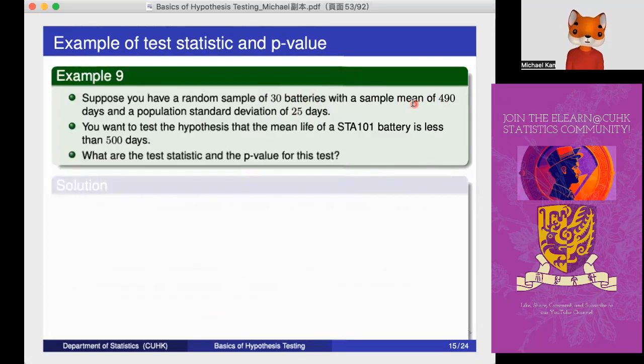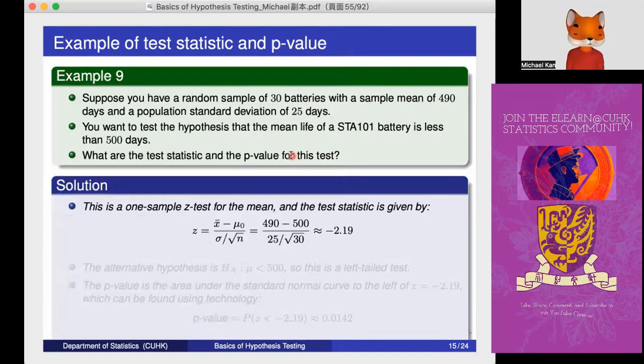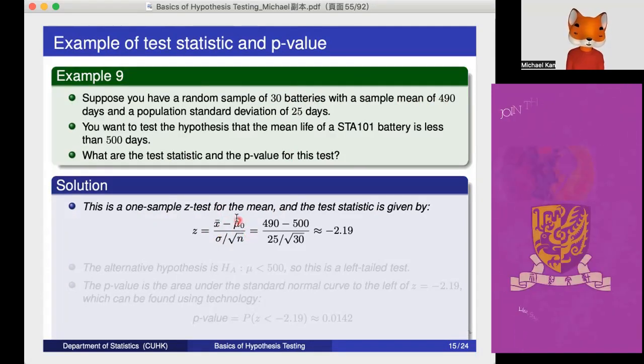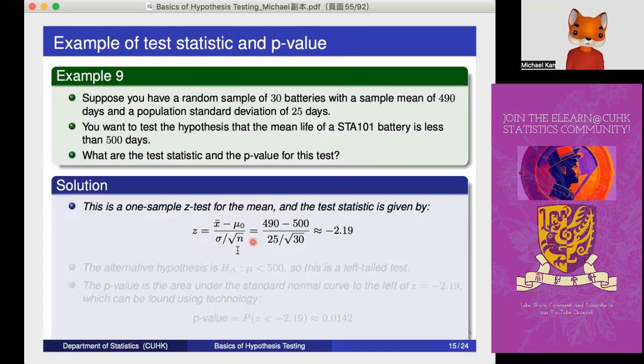Okay, so we're back to this example again. This time we will specify that there are 30 samples, and the sample mean is 490. So what is the relationship between the test statistic and the p-value in this hypothesis test? It is a one-sample z-test for the mean. The formula for our test statistic is z equals x bar minus mu 0, over sigma over root n. Here x bar is the sample mean, mu 0 is the null hypothesis value, sigma is the population standard deviation, and n is the sample size. After we put the numbers in, we calculate z, which is approximately negative 2.19.